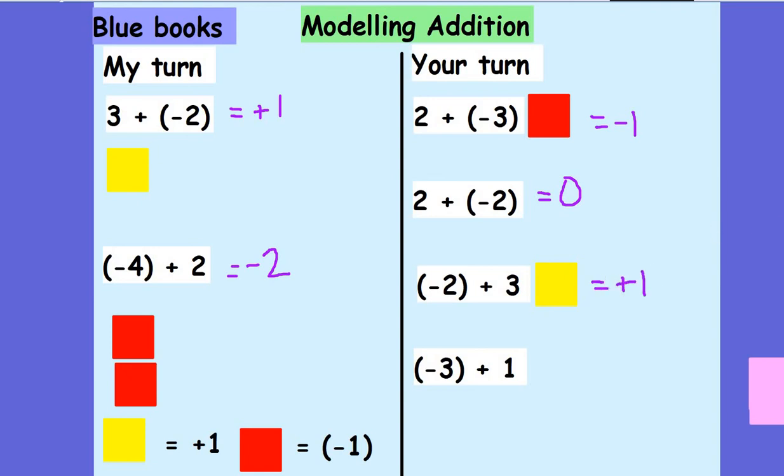And for the last one, I start with -3, which is 3 reds. This time I add on 1 +1, I remove a 0 pair, and I'm left with -2.